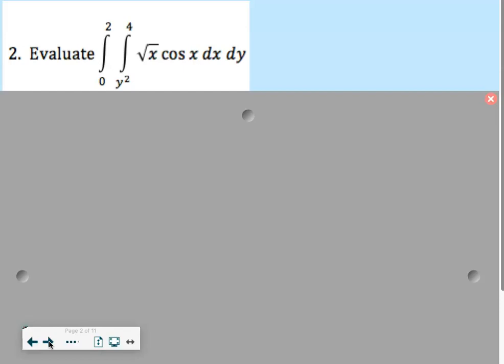So this one, evaluate the integral from 0 to 2 of the integral from y squared to 4 of root x cosine x dx. So does anyone know the antiderivative of root x cosine x? No. So what should we do instead? You tend to switch your limits. This was a switch the limits question, right?